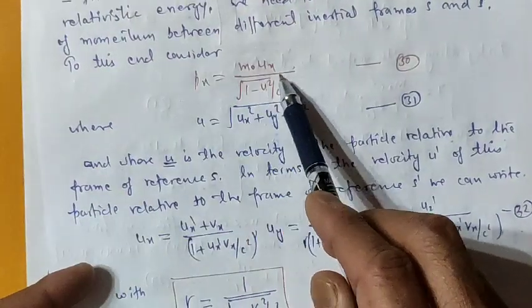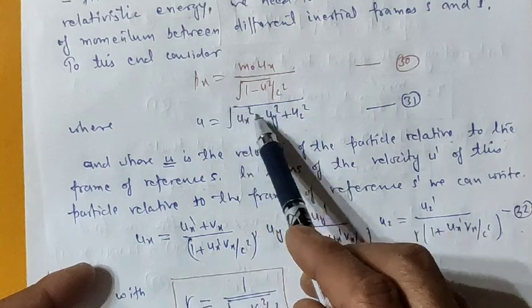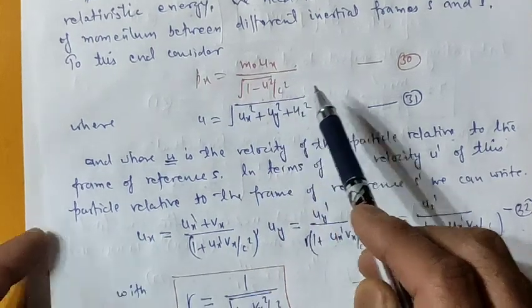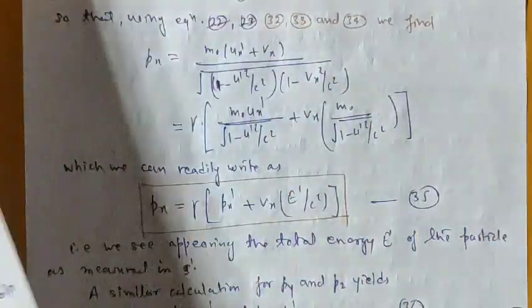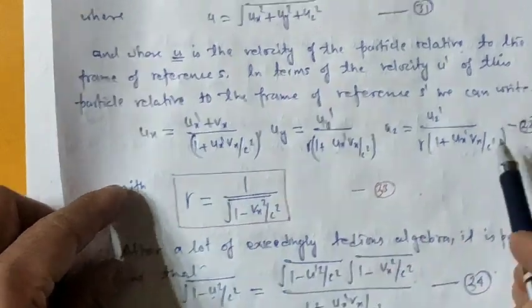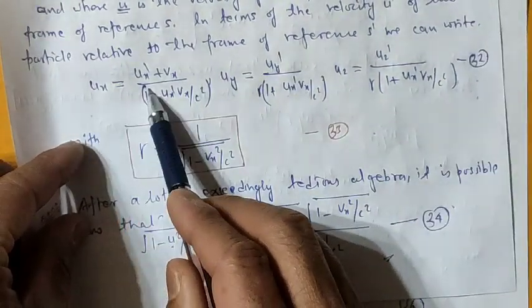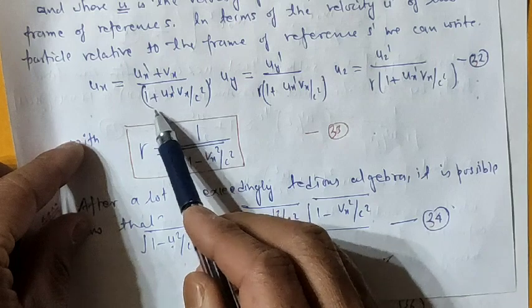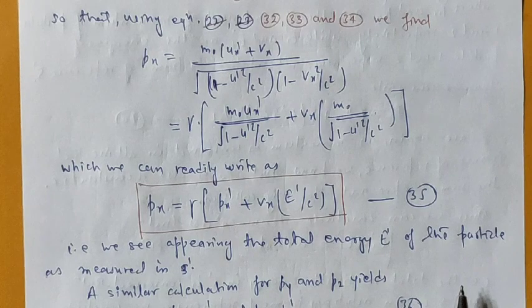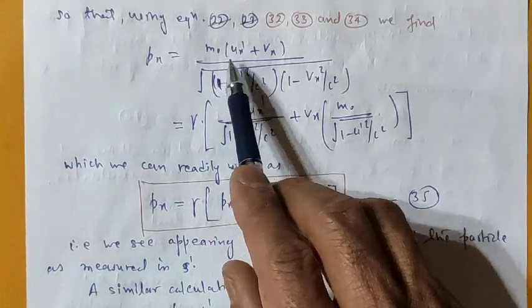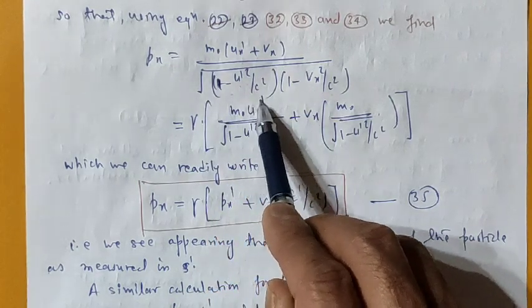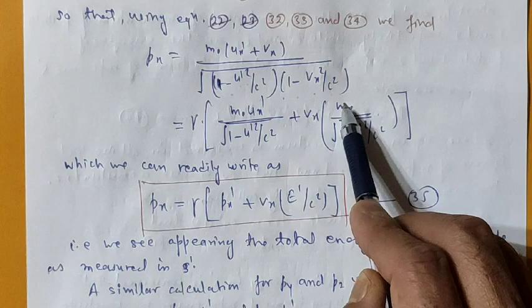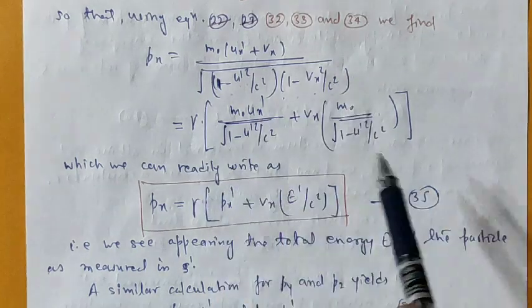So once I put the value in equation number 30, px is equal to m naught ux divided by under root 1 minus u square divided by c square, which we have already found. And this ux I will put from equation number 32, that ux is equal to ux prime plus vx divided by 1 plus ux prime vx divided by c square. Once I put these values, then px is equal to m naught times ux prime plus vx divided by under root 1 minus u prime square divided by c square into 1 minus vx square divided by c square. Now I am separating this term.